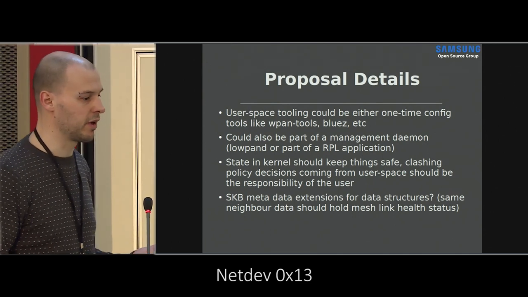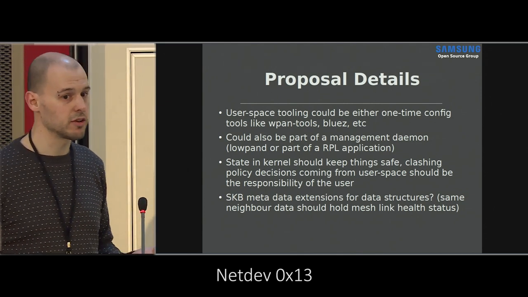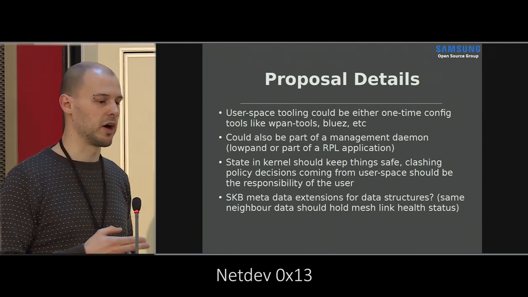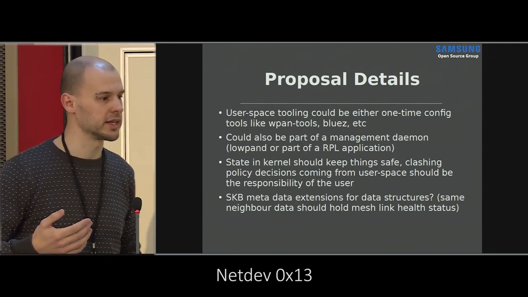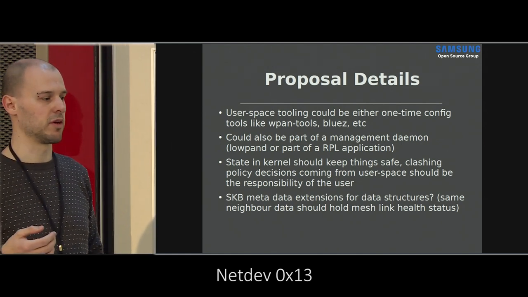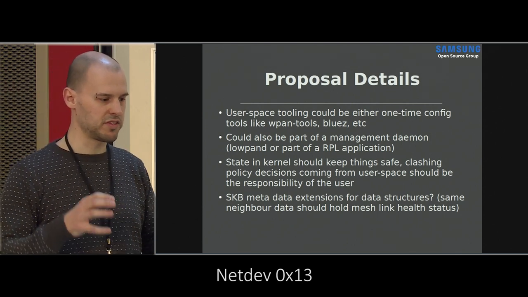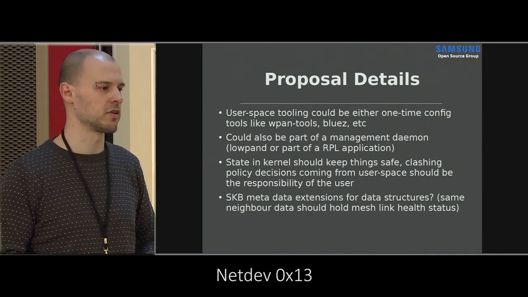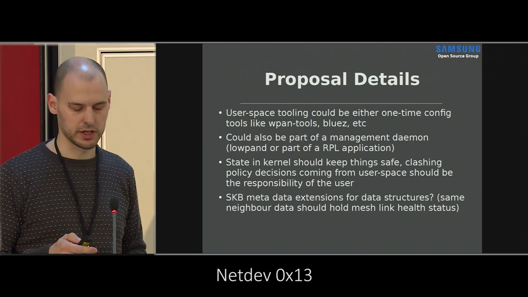But we need some way to keep this kind of state. We also need it for mesh health status, for example. You need some way of having information about how the link layer health status is, how often we have to resend packets because there has been a dropped frame or something on the lowest layer. And then in wireless we need something like a link quality indicator. All this stuff is there. It needs to be exposed to user space, but it also needs to be kept in the kernel so we can track it. So that's what I'm trying to mix together.